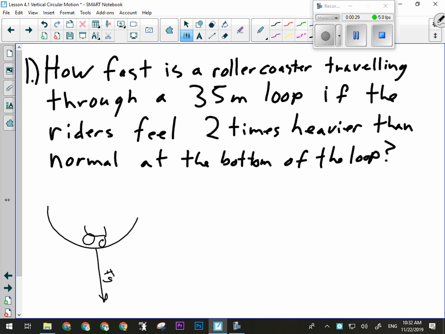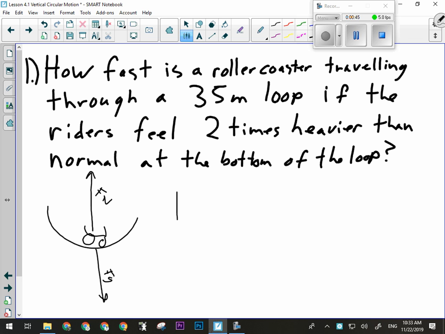Okay, and what else is acting? Normal force, and it is acting into the circle and is larger than gravity. In fact, you're always going to feel heaviest at the bottom because you have not only gravity, but your inertia also pushing against the track and causing the track to push back towards the middle.